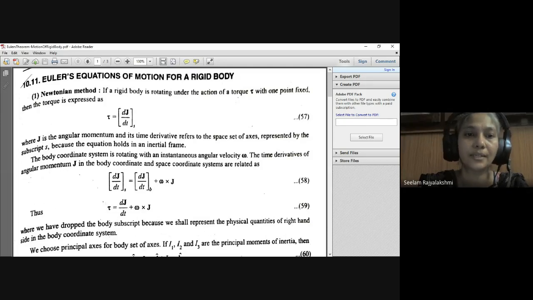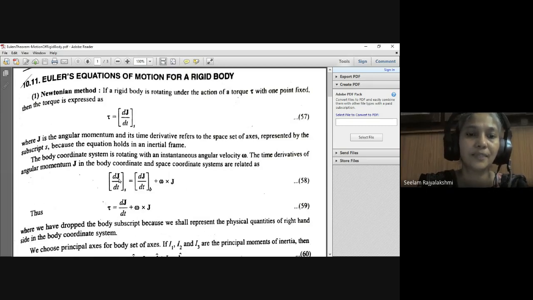Here, the body coordinate system is rotating with an instantaneous angular velocity omega. The torque acts in the space set of coordinates, and now we are considering the body coordinate system, which is rotating with an instantaneous angular velocity omega. The time derivatives of angular momentum J in the body coordinate and the space coordinate systems are related as (dJ/dt) suffix s equals (dJ/dt) suffix b plus omega cross J.